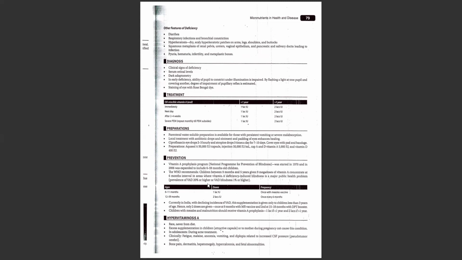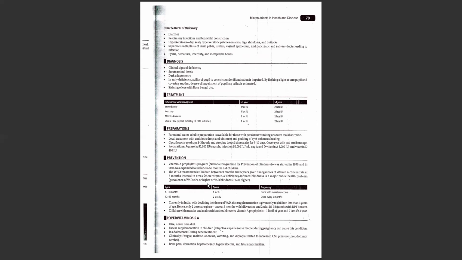At 6 to 11 months of age, we have to give 1 lakh international units once with the measles vaccine, and at 12 to 59 months of age, we give 2 lakh international units once every 6 months up to 59 months. Currently in India, with the declining incidence of vitamin A deficiency, the supplementation is given only to children less than 3 years of age. Hence, only two doses are given, once at 9 months with the MR vaccine and the second at 15 to 18 months with the DPT booster.